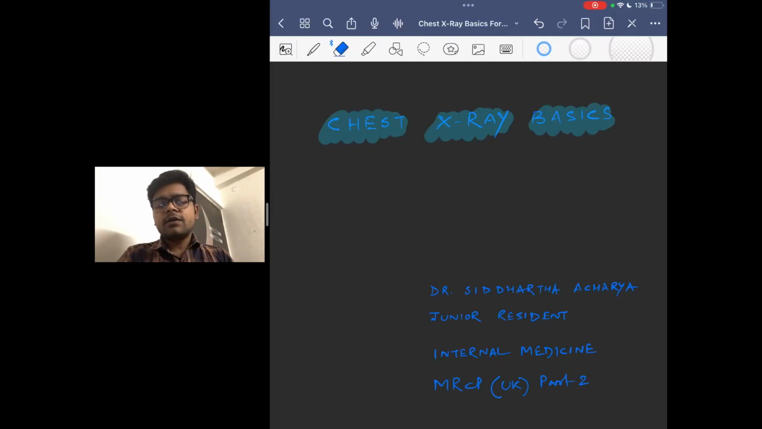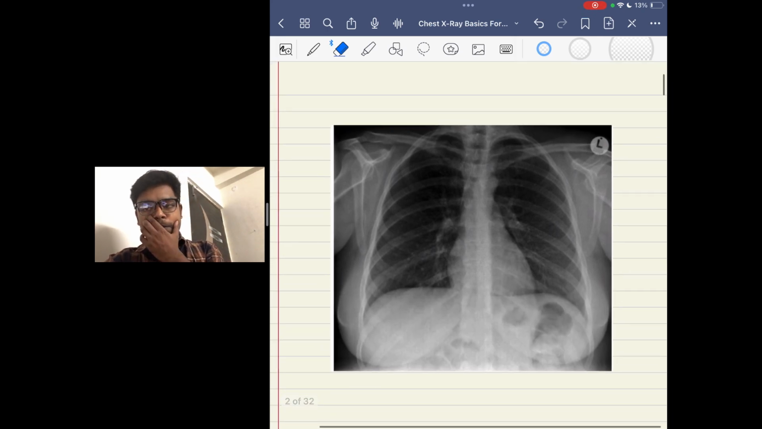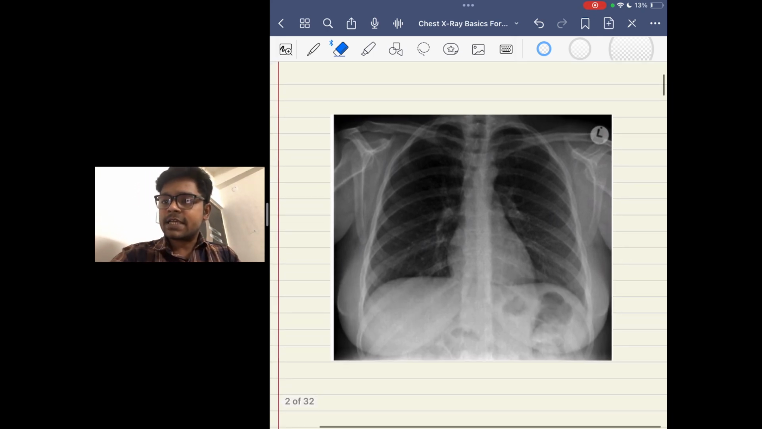Hello everyone, welcome to a new series of videos where I will be discussing the important chest x-rays that are commonly asked to final year undergraduates in their final year MBBS exam. So let us start off by looking at a chest x-ray. This is a normal chest x-ray.